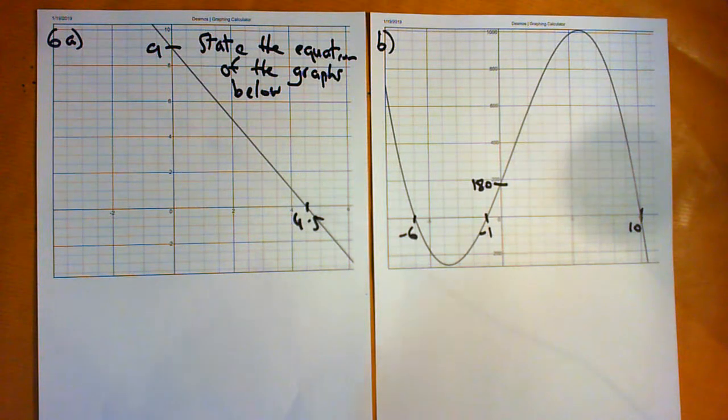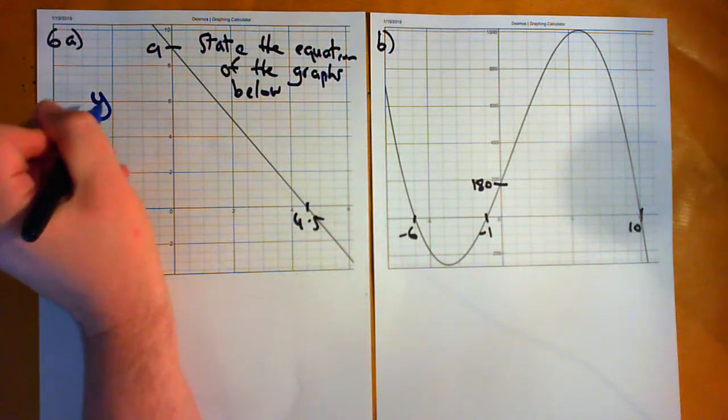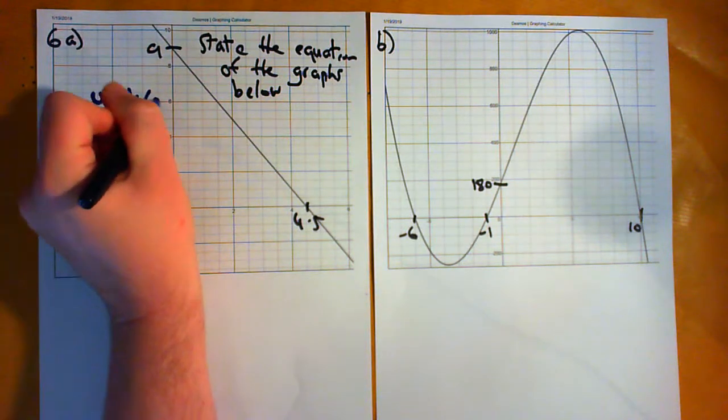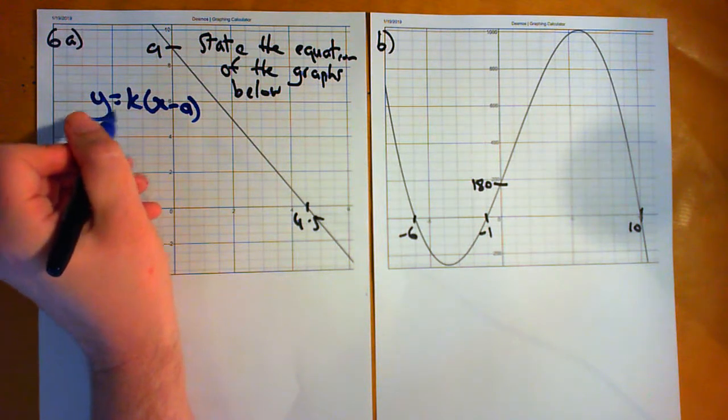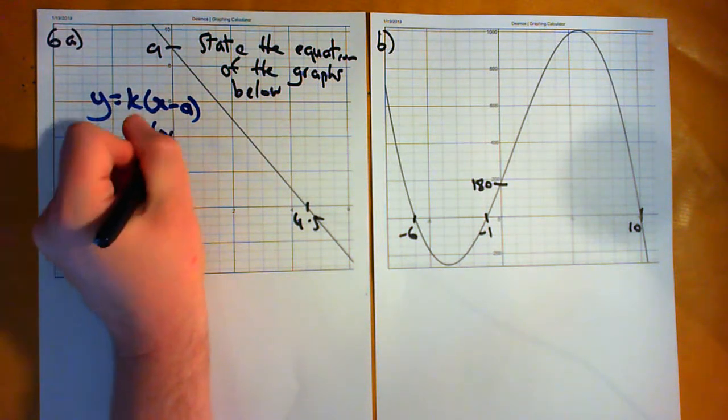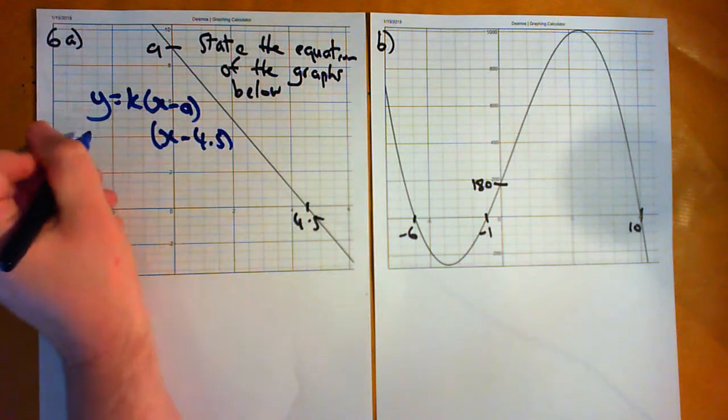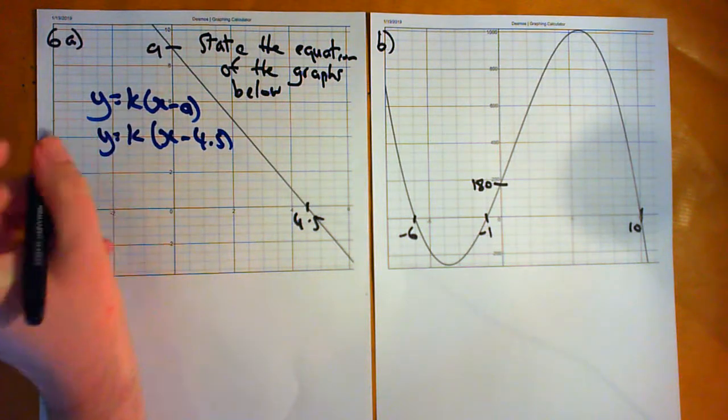So the first one we have is a straight line which has a y-intercept of 9 and an x-intercept of 4.5. Straight line means it has the form y equals mx plus c or y equals k times (x minus a), where the value of a is your x-intercept, which is 4.5. So y equals k times that.